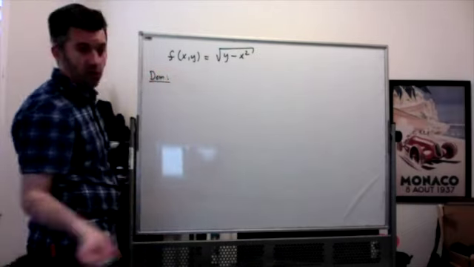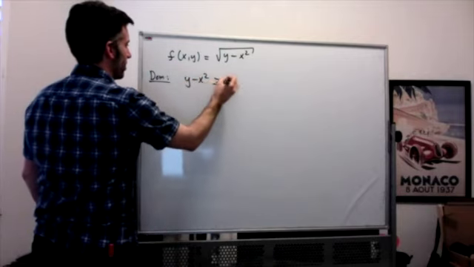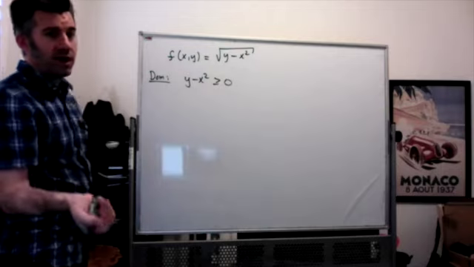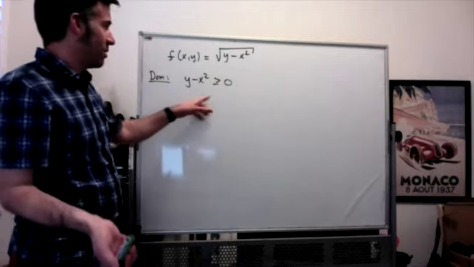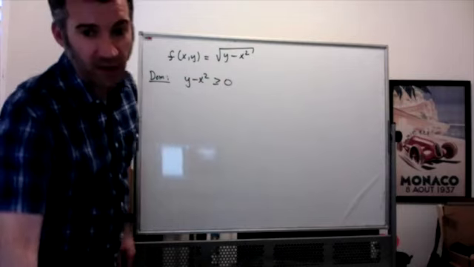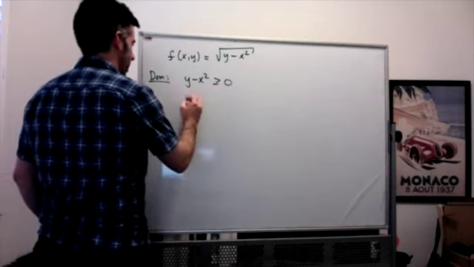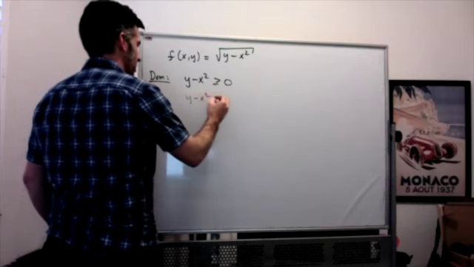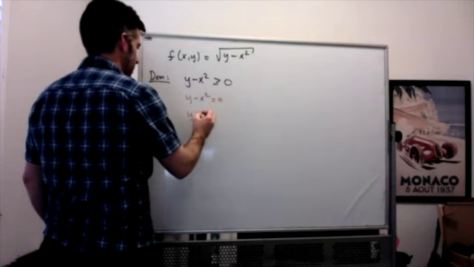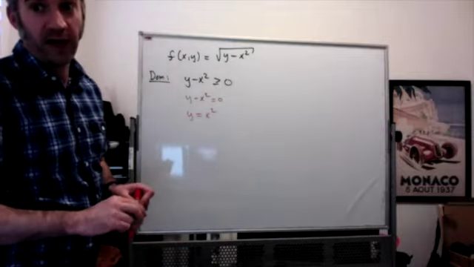Well, here I have a square root, so I know that the insides have to be greater than or equal to 0. Whenever I have an inequality with multiple variables, I like to write it as an equality. So instead of y minus x squared greater than or equal to 0, I'm going to think of it as y minus x squared equal to 0, or y equals x squared. So I'm going to graph that domain.